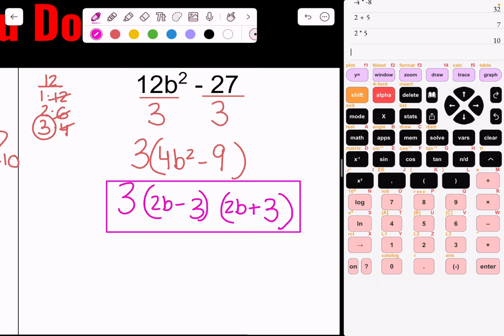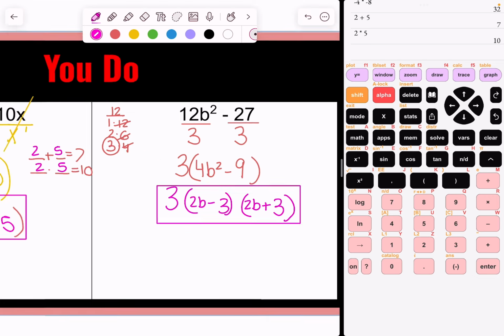And that is our final answer. Inside the parentheses, you see a 2 and 3. There's no way to simplify a 2 and 3 by dividing by the same number, so that is our final answer.